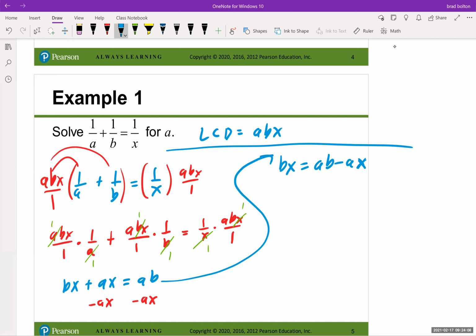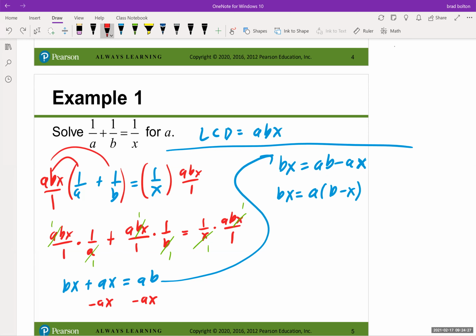However, I do notice that they both have an a in common, so I can factor that. So I have bx equals a times (b minus x). And again, I know I'm right because I could distribute the a back and I would get the exact same thing as I had before. So I know this works and I'm allowed to do this.